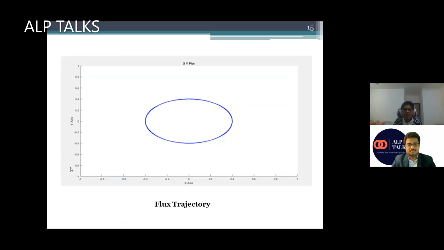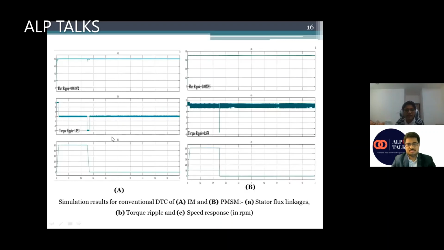So this is the MATLAB Simulink result of the flux trajectory. Our x and y axes are plotted in an XY plot. So it is the flux trajectory which is being followed. And this is the output of classical DTC for induction motor. In both the cases, the first one is the stator flux linkage output. Second is the torque, and third is the speed response, which is in RPM.